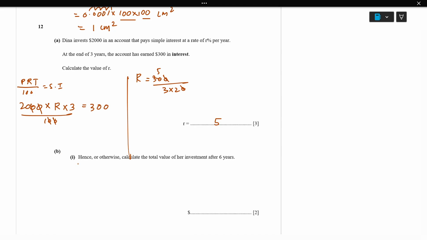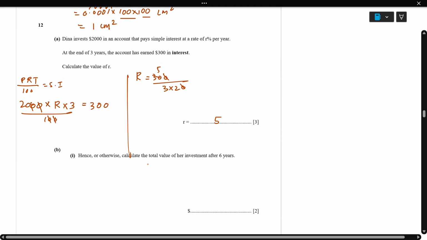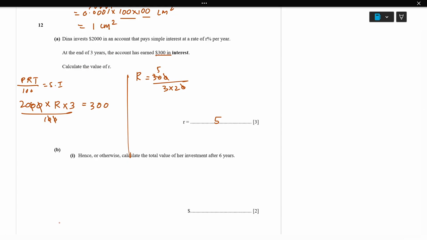Next, hence or otherwise, calculate the total value of investment after 6 years. The first 3 years is 300 interest. Next, it's simple interest, so the same interest again. So 2000, the investment, plus the first 3 years they are getting 300. So 300 is the interest. Okay, next 3 years, total 6 years. So 3 years plus 3 years, which is another 300. So which is 2600.